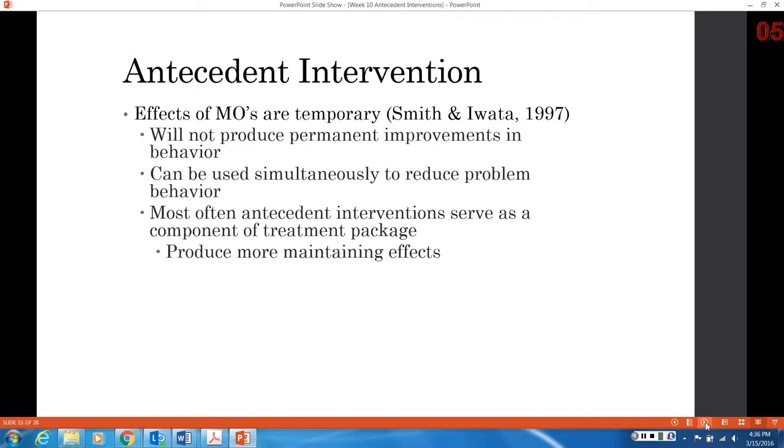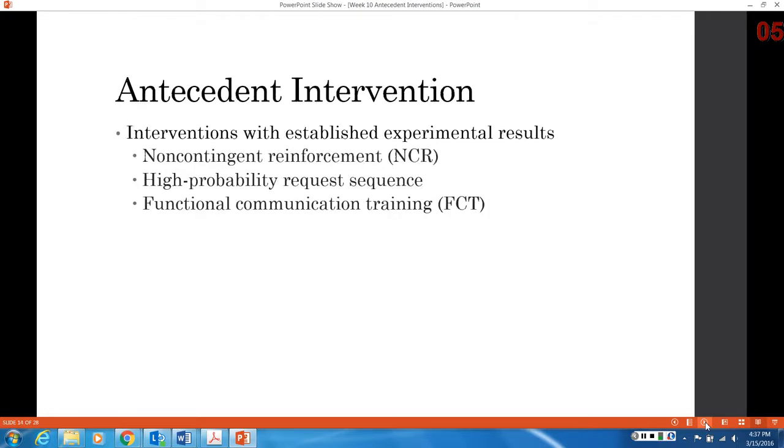It is important to note that the effects of motivating operations are temporary. Manipulating motivating operations will not produce lasting effects, but can be manipulated alongside existing behavioral interventions to produce more lasting effects on behavior. The three types of antecedent interventions that will be covered in this lecture are non-contingent reinforcement, high probability request sequence, and functional communication training.